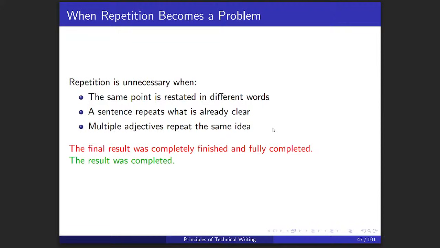Now, what happens with repetition in technical paper writing? The same point is restated in different words. A sentence repeats what is already clear. Multiple adjectives repeat the same idea, which means the reader gets irritated. Again and again you are mentioning the same point, which irritates the user.